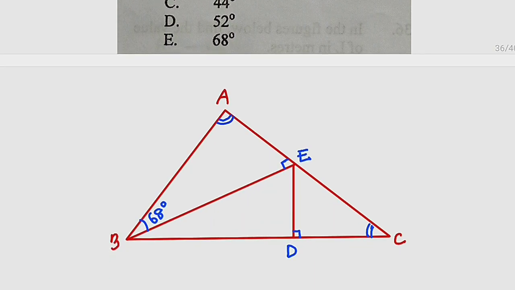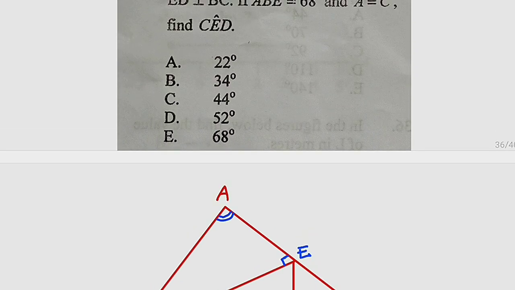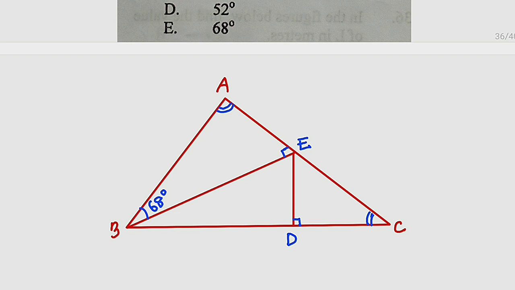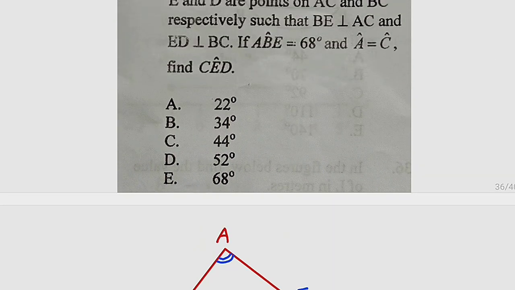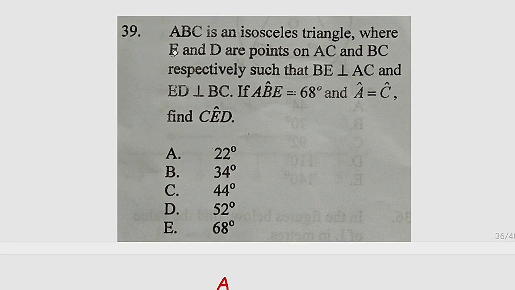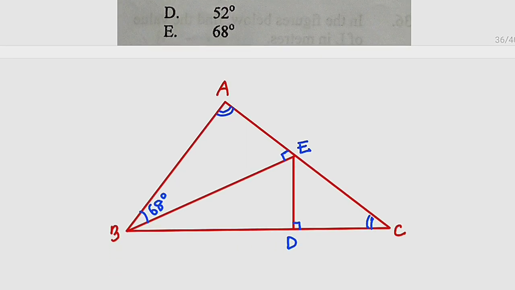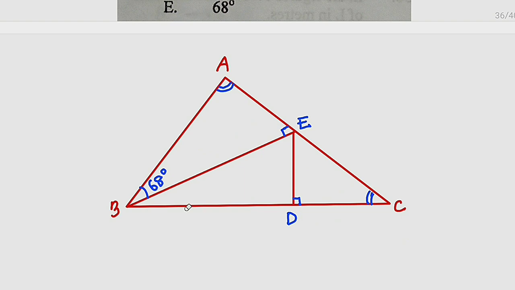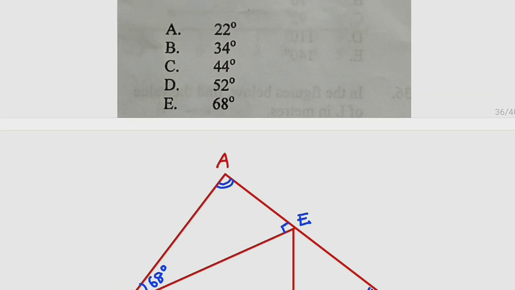I've already constructed the diagram here. Let me show you everything. It is a triangle ABC according to them. And we have 2 other points, E and D, that lie on the sides of AC and BC respectively. So you can see a point E here on the side of AC, and you can see that D is on the side of BC.